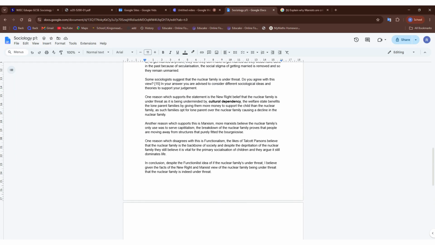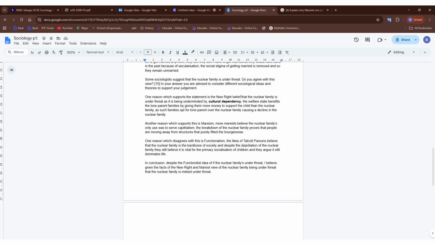One reason which supports the statement is the new right belief that the nuclear family is under threat as it is being undermined by cultural dependency. Welfare state benefits the lone parent families by giving them more money to support the child than the nuclear family. As such, families opt for lone parent over the nuclear family, causing a decline in the nuclear family. Another reason which supports this is Marxism.